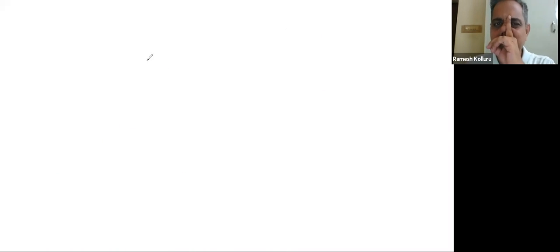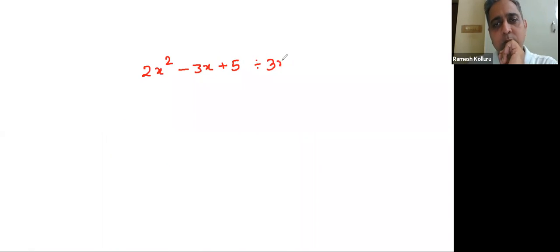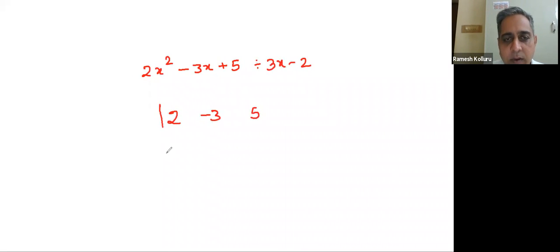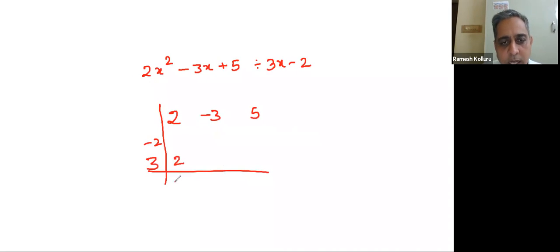Suppose my number is 2x squared minus 3x plus 5 divided by 3x minus 2, something like this. So 2, minus 3, 5 divided by 3, minus 2. So here 2 by 3 is my first term. You have to divide exactly. And then 2 into 2 by 3 is 4 by 3. So minus 4 by 3 becomes plus 4 by 3.